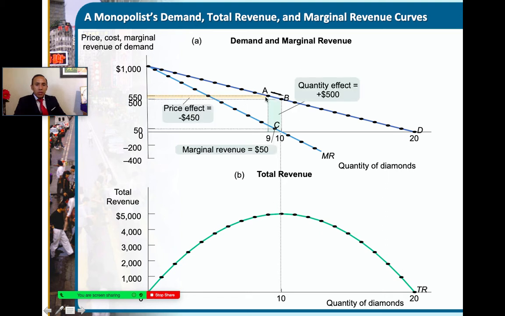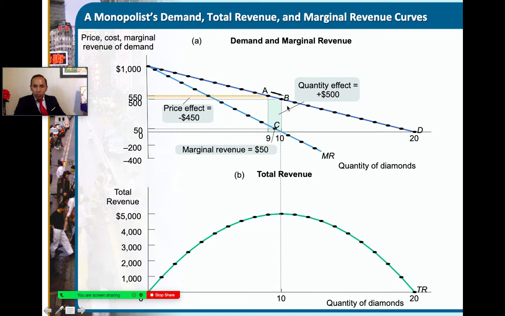If you lower the price, you're going to lower the price by $50. So those 9 units, you're going to sell them at $50 less, times 9. You're losing $450, but you're gaining an additional $500 by selling that extra diamond, which is the 10th, at $500. You gain $50 more just by cutting the price in this situation. So you only cut price up to a point where your total revenue is maximized.